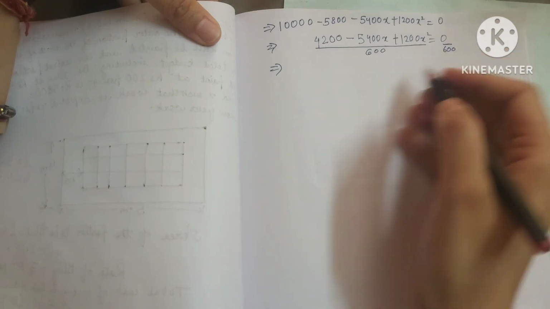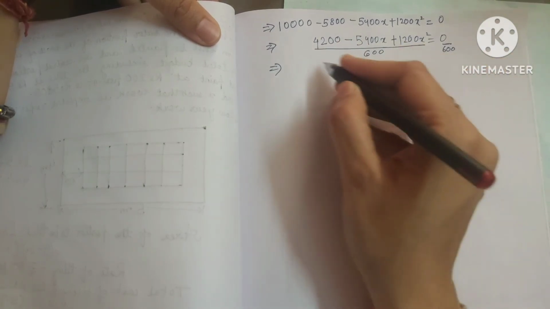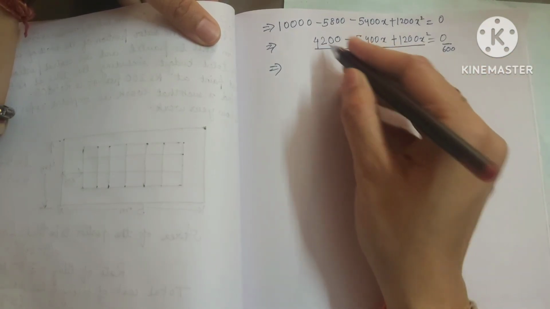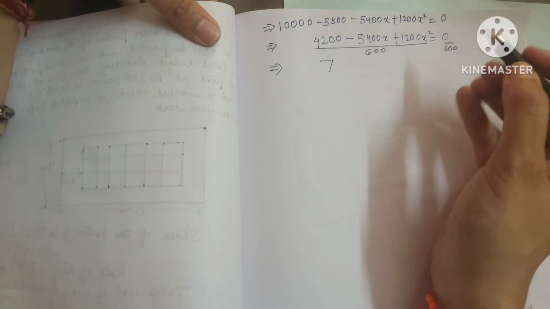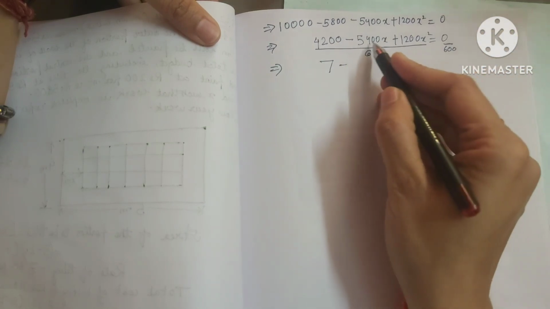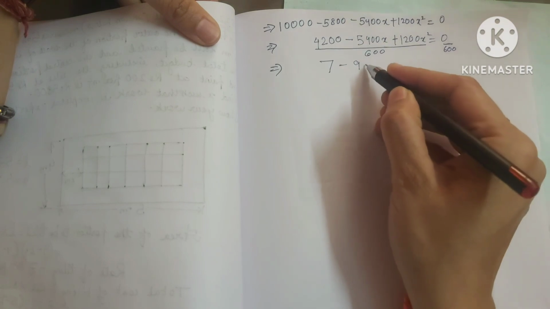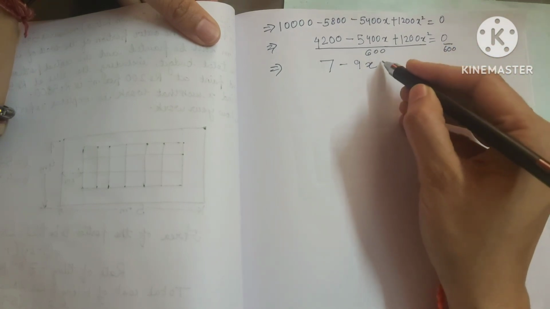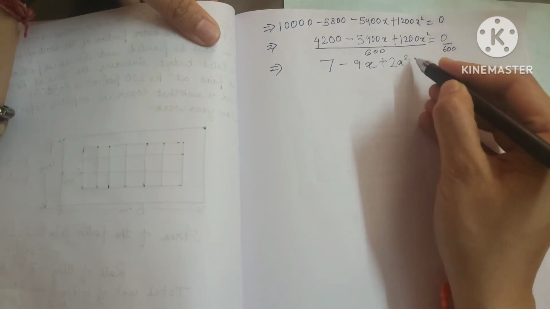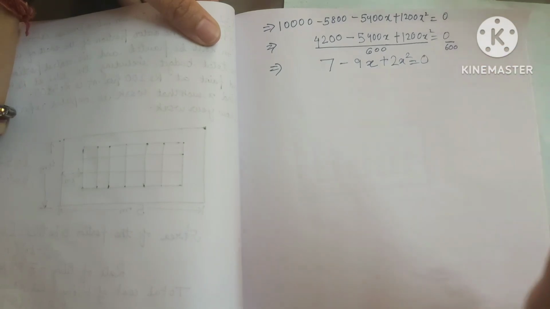That doesn't make sense. It will be 0 anyways. So if I divide 600, what it will be here? 6 sevens are 42. So only 7 is left. The 0 gets cancelled. Similarly, here 6 nines are 54 and 6 twos are 12. And here 0 by any number is 0.